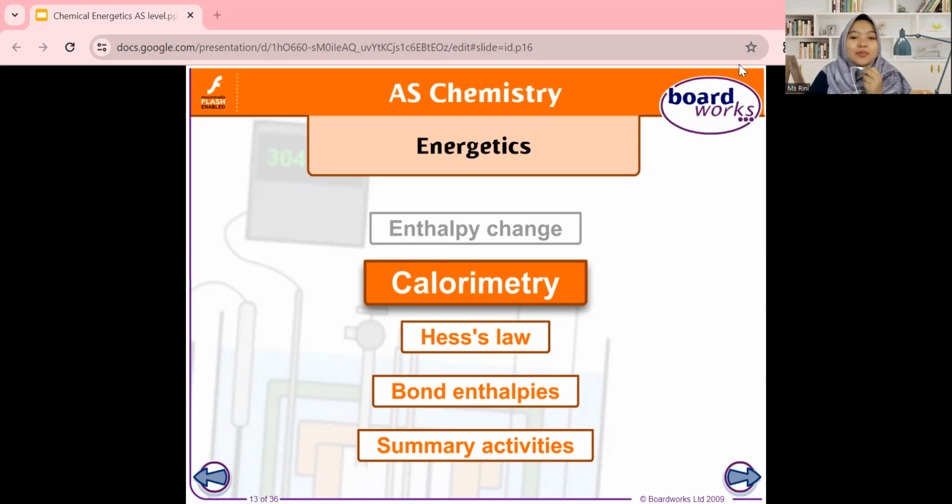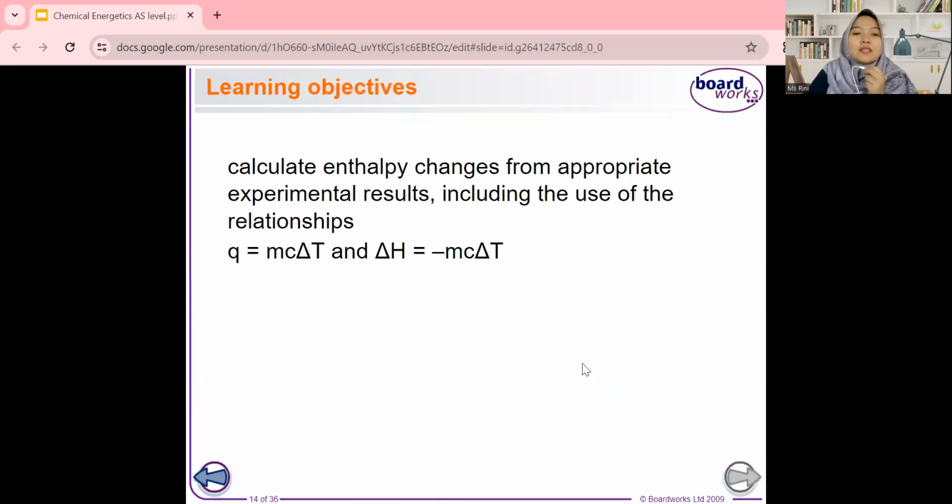Today, let's learn about calorimetry. This is part of chemical energetics, and today we will discuss how to calculate the enthalpy change using calorimetry. This is the learning objective: calculate enthalpy change from appropriate experimental results, including the use of the relationships Q equals mc delta T and delta H equals minus mc delta T.